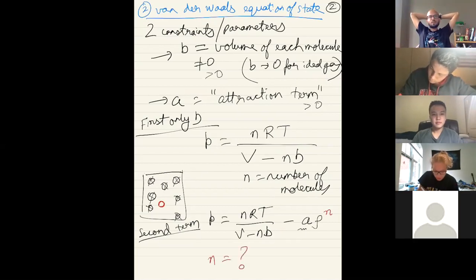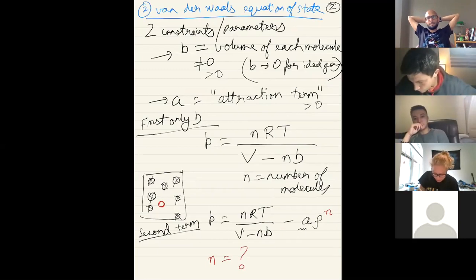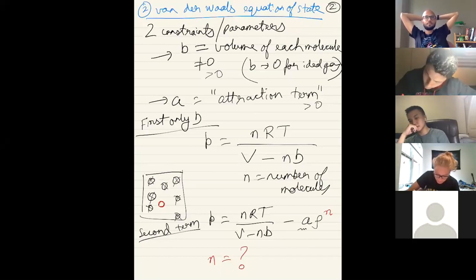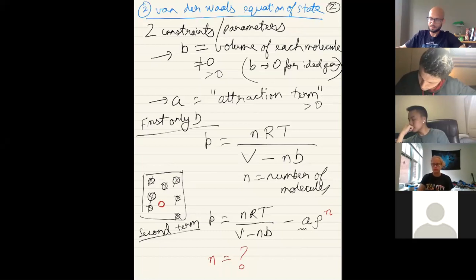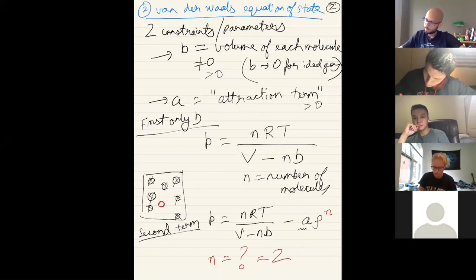Anyone wants to think about this with me? Should N be equal to 1 or should it be equal to 2? I'm giving you two choices. Okay, we are about to finish the class, so I will just tell you. N is equal to 2. So the correct answer here is, this term is rho square.